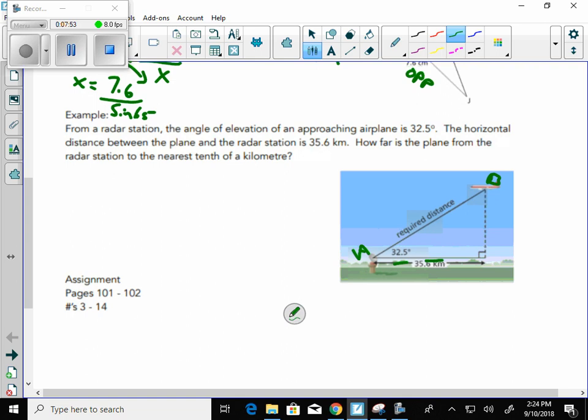Okay, so we have this angle. This is what we're looking for. We have this side here. What length, my horizontal distance, what length is that of my triangle, based off the angle? It's 35.6 kilometers. But what length of my triangle is it? Opposite, hypotenuse, adjacent? Opposite. Adjacent. What are we talking about?